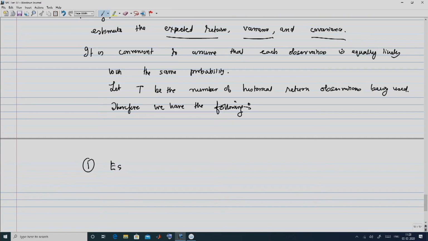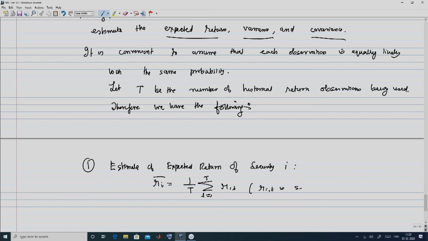The first one is the estimate of expected return of security I, which I will denote by R I bar, and this will be 1 over T summation R I t, t is equal to 1 to capital T, where R I t is security I's rate of return at time small t.